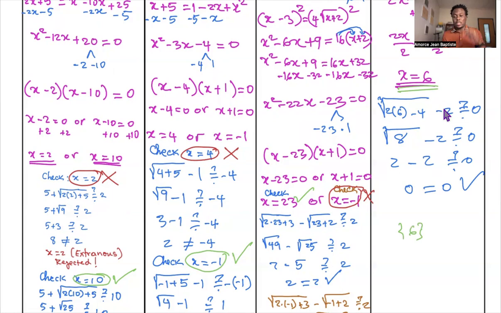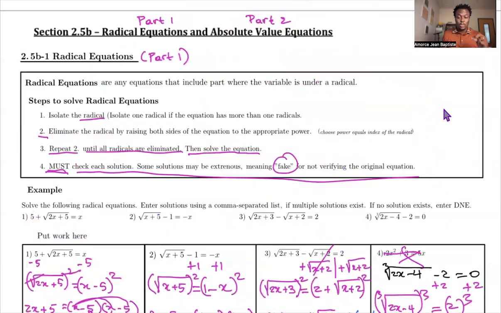So this concludes solving radical equations. To solve radical equations, we need to remember, first, we isolate the radical. If we have more, we isolate one. Second, we eliminate the radical by raising to the appropriate power. If you have radical index 2, raise to the power 2. If you have index 3, raise to the power 3, and so on.